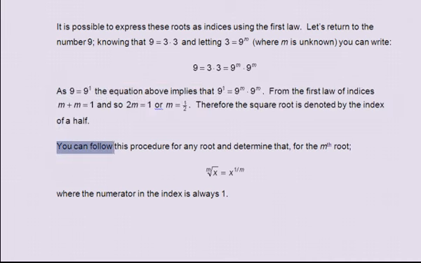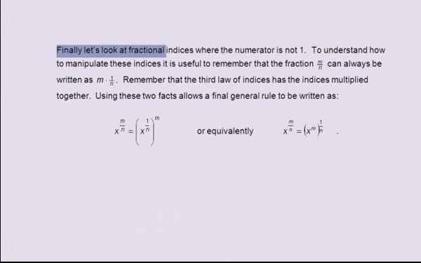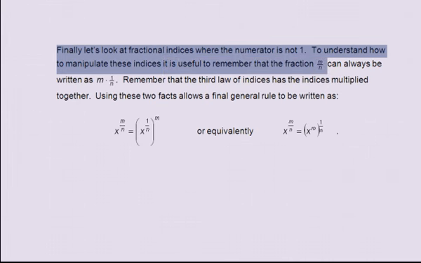You can follow this procedure for any root and determine that the mth root of x equals x to the power 1 divided by m, where the numerator in the index is always 1. Finally, let's look at the fractional indices where the numerator is not 1. To understand how to manipulate these indices, it is useful to remember that the fraction m divided by n can always be written as m multiplied by 1 over n.